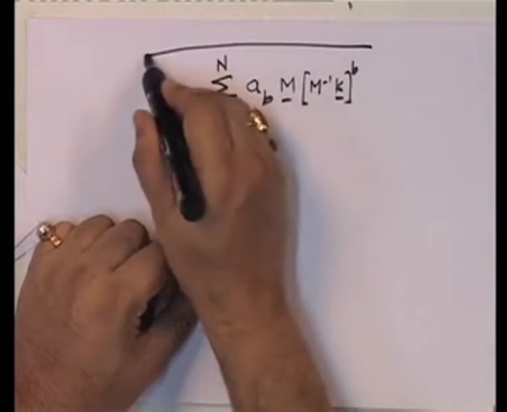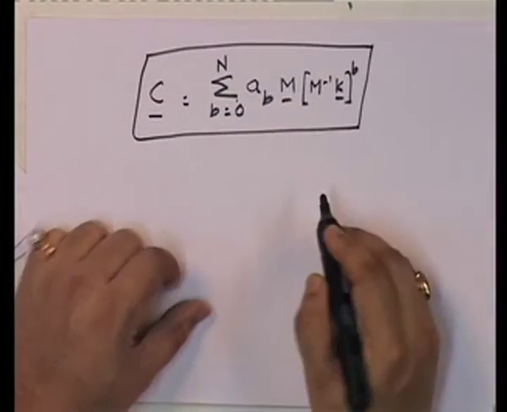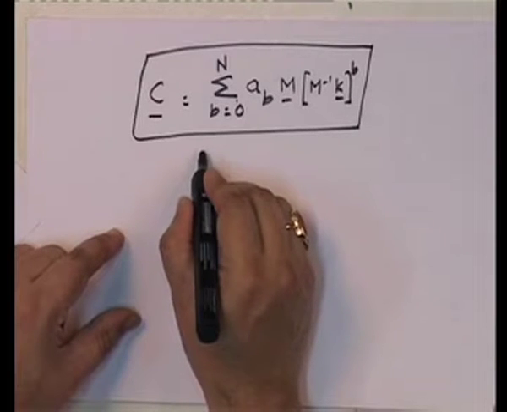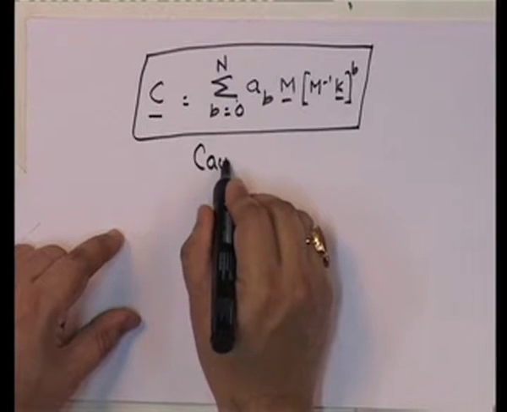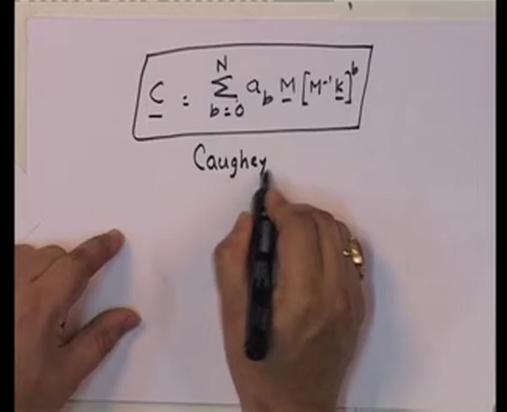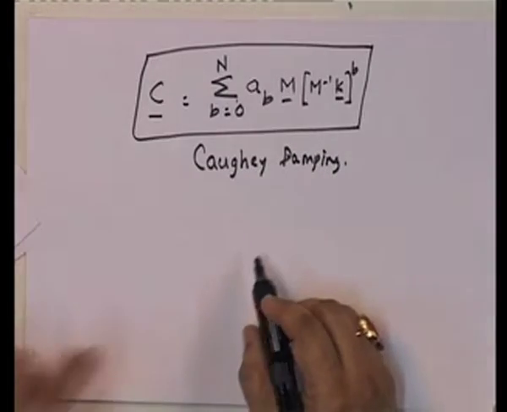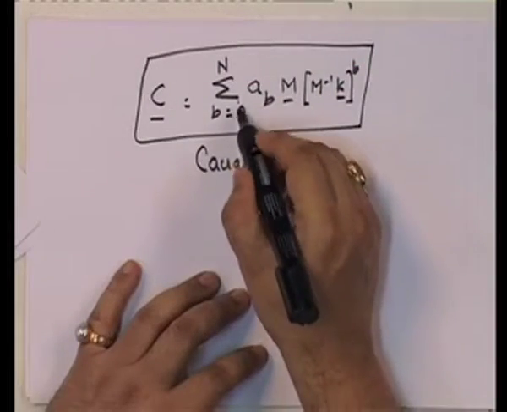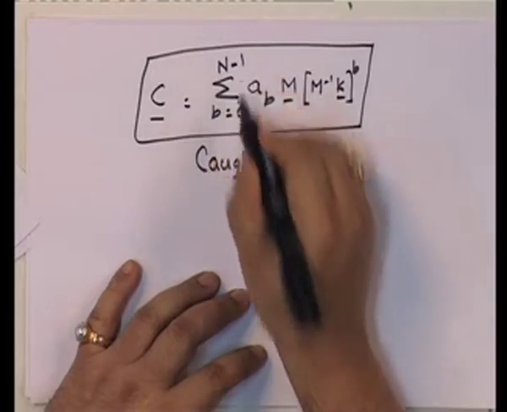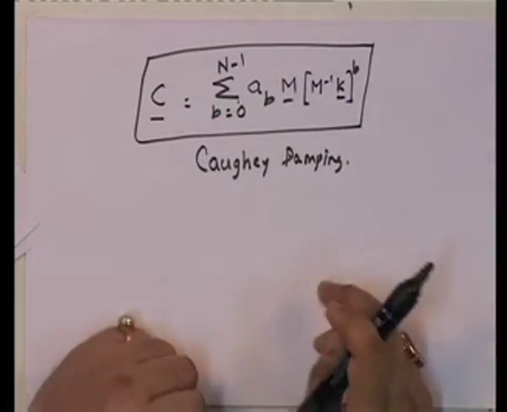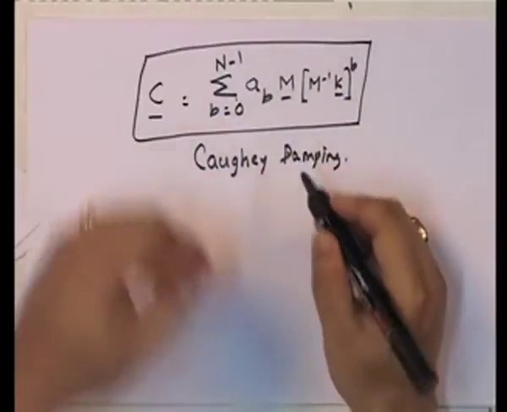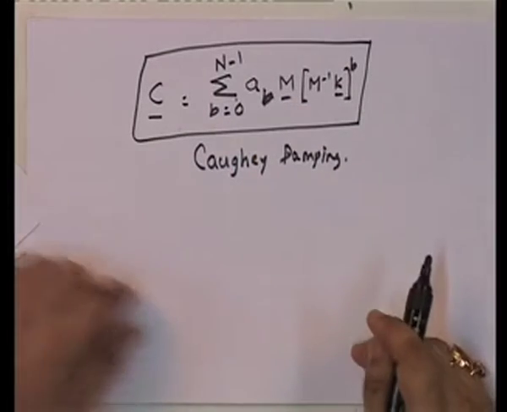If I take this, note what happens. This procedure was developed by Cauchy, and that is why it is called Cauchy damping. Rayleigh damping, 2 modes; Cauchy damping, n modes. Okay. So, how many unknowns do I have? If you look at it, sorry, this is n minus 1, because 0 is also there. So, this is n minus 1. So, you have n unknown ABs.